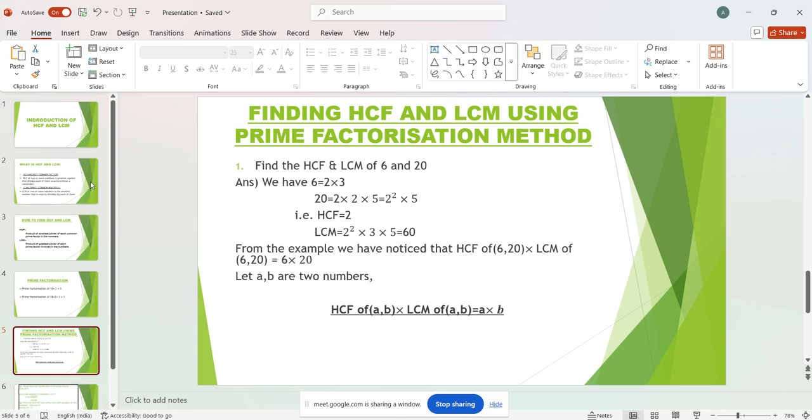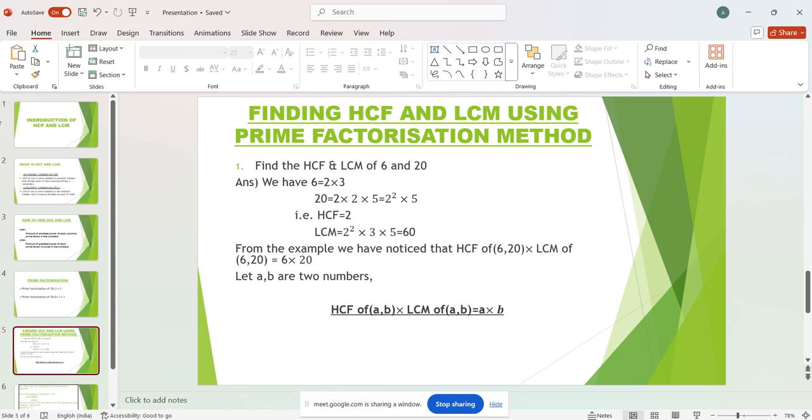So you are understanding here, let A and B be any two numbers, the first number A and the second number B. So let A and B be two numbers. Here you are understanding that HCF of A, B into LCM of A, B equals A into B. That means if you take any two numbers and multiply their HCF and LCM, you get the product of the numbers. Both are the same. So notice that.